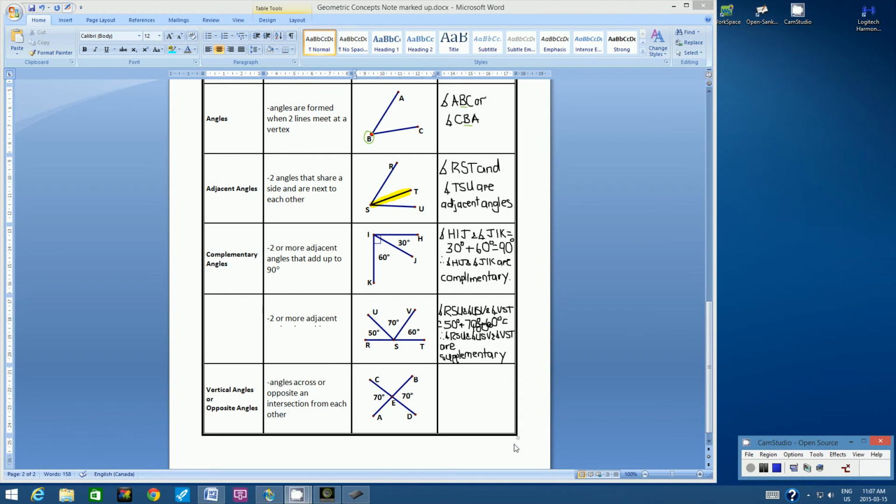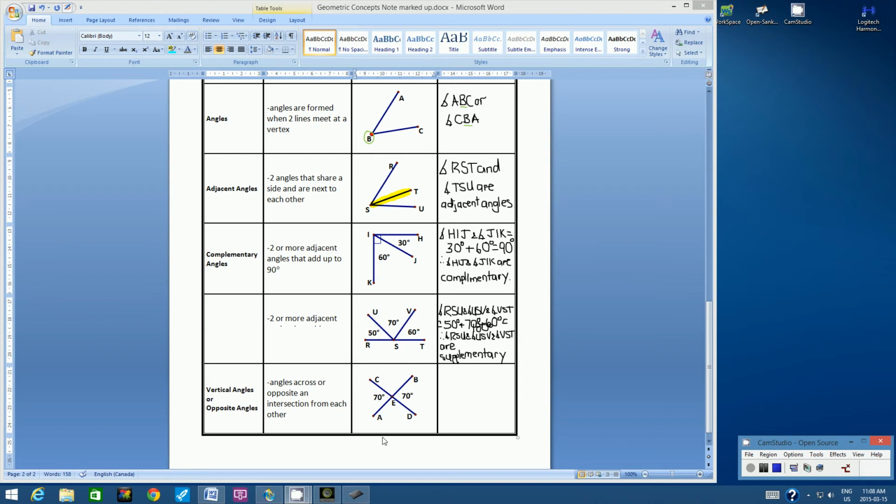Okay, so we have two line segments. We have line CD and line AB, and they crisscross. They cross each other. And when they cross each other, they form an intersection point called E. Now, angles that are across from each other at an intersection are called vertical angles. And one other rule that you need to know is that their measurement is exactly the same.